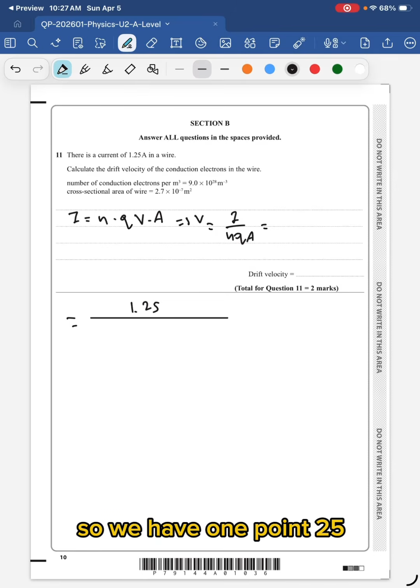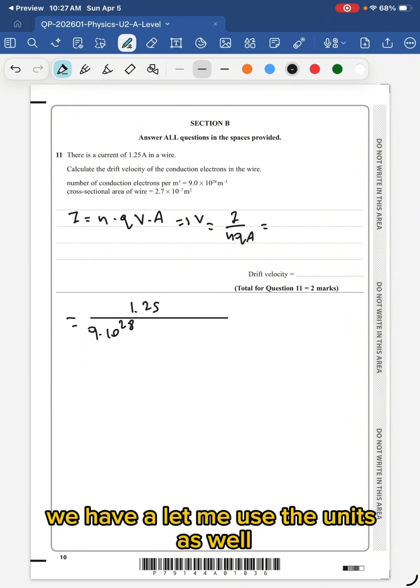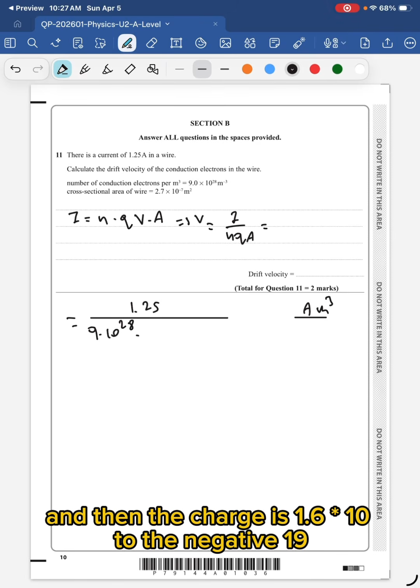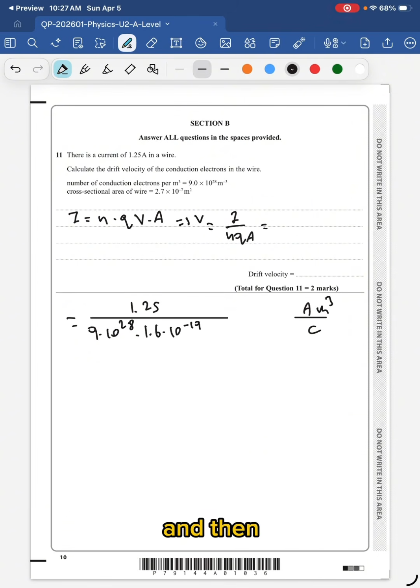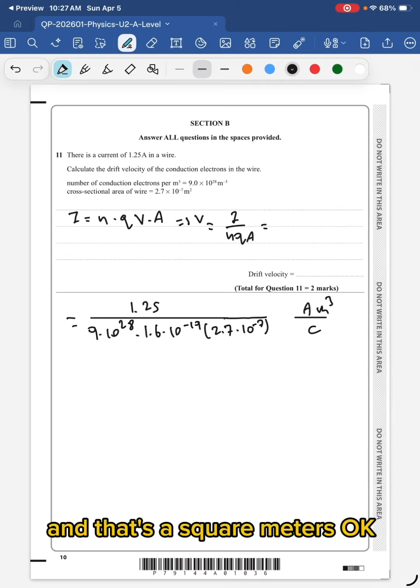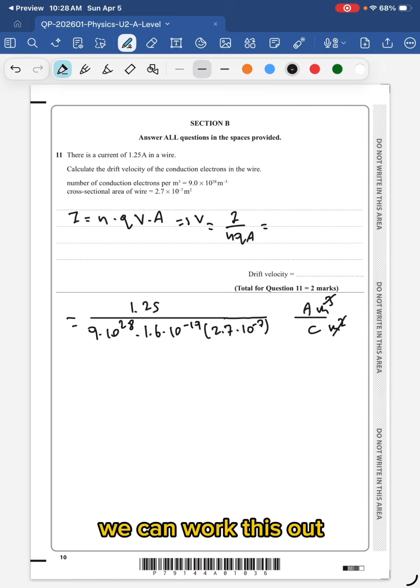So we have 1.25, and then we have 9 times 10 to the 28. And by the way, let me use the units as well. So amps, and then cubic meters due to the carriers. And then the charge is 1.6 times 10 to the negative 19 coulombs. And then the cross section is 2.7 times 10 to the negative 7, and that's square meters, okay? So the meter squared cancel, and then we can work this out.